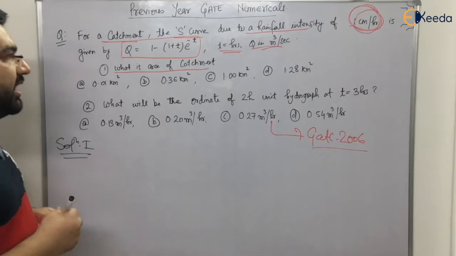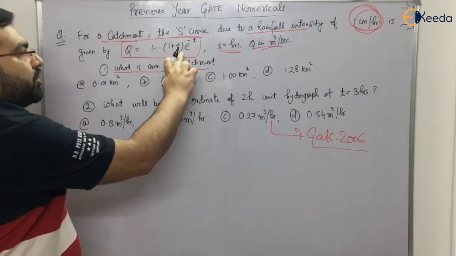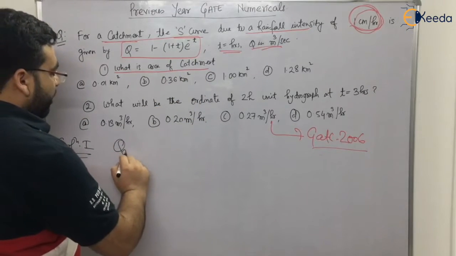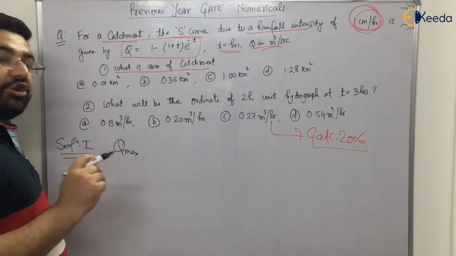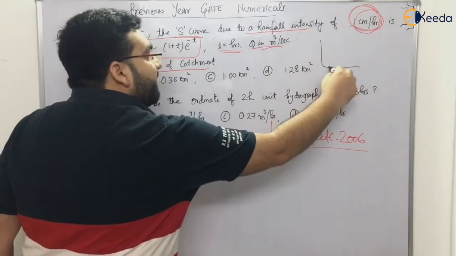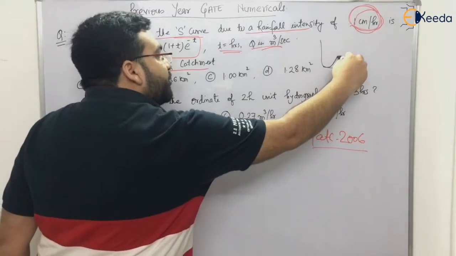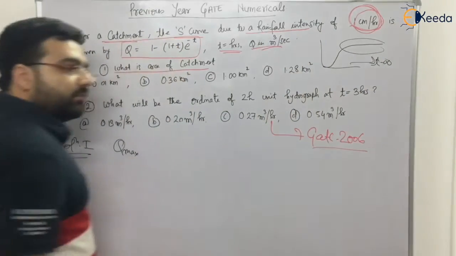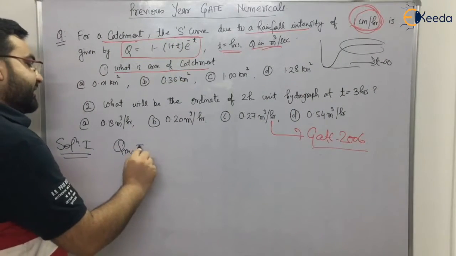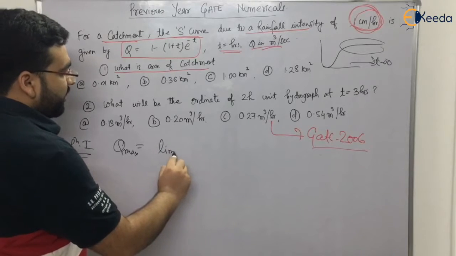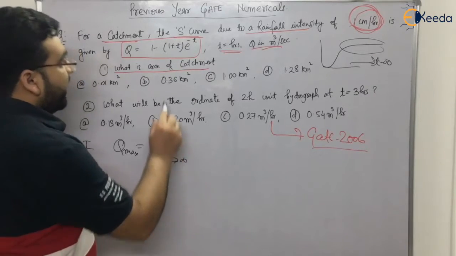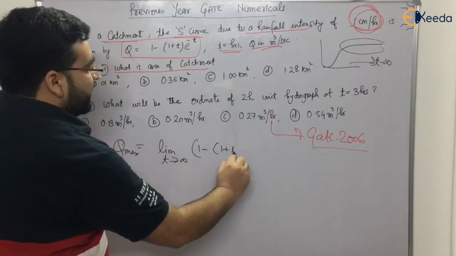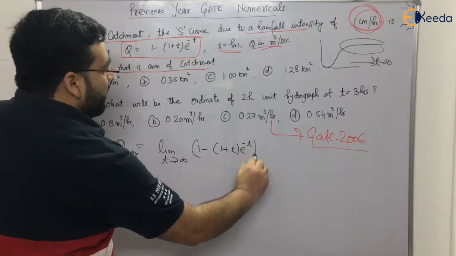A third method is, if you want to determine Q max, just put limit T tending to infinity. Because in an S curve graph, D tending to infinity means T tending to infinity, and you get Q max. So Q max will be equal to limit T tending to infinity of this Q, which is 1 minus (1 plus T) e raised to the power minus T.